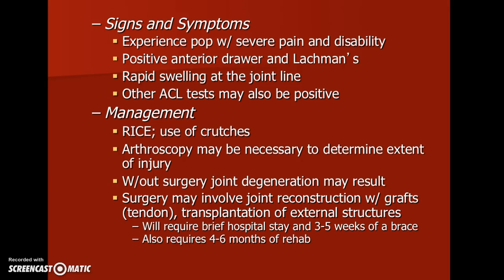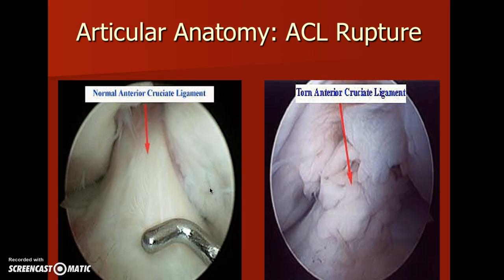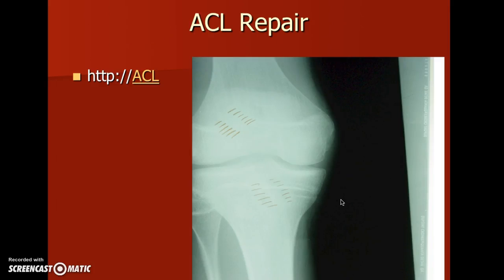Once you've done the surgery and you've gone through rehab, like it says here, it'll be 4 to 6 months of rehab, but for the athlete to return to full participation, they're going to require about 9 months. Here are some pictures of what the arthroscopy would look like. On the left you see a normal ACL, on the right you see the torn ACL.